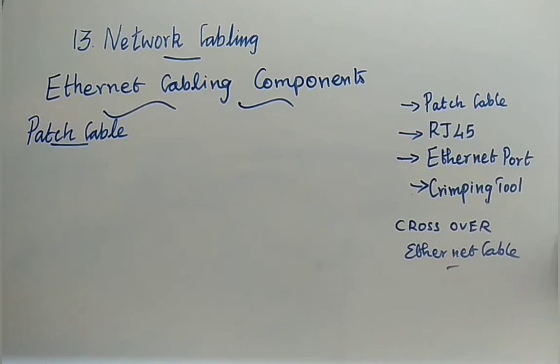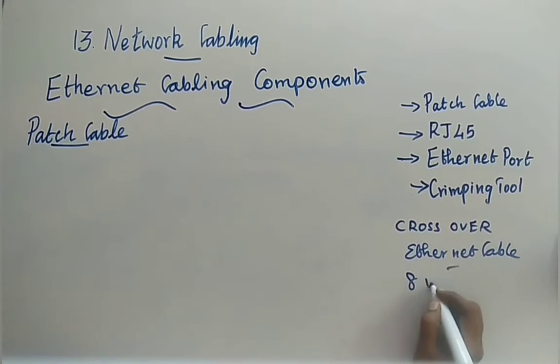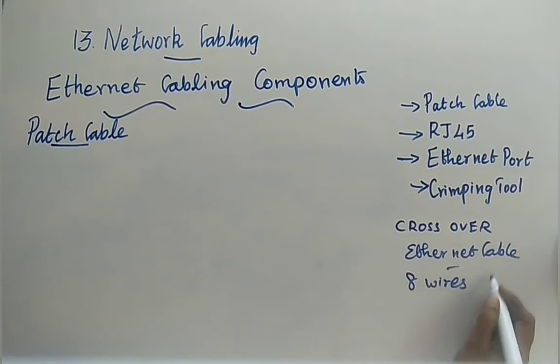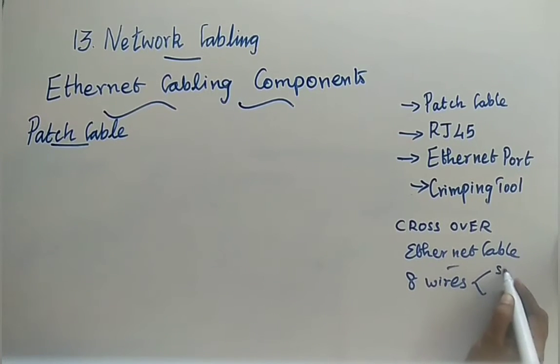So, what are the points that we have discussed under the patch cable? I repeat it, listen carefully. The patch cable is also called by another name, your twisted pair. The cable is going to have 8 wires: 4 are solid colors, and the next 4 are striped.